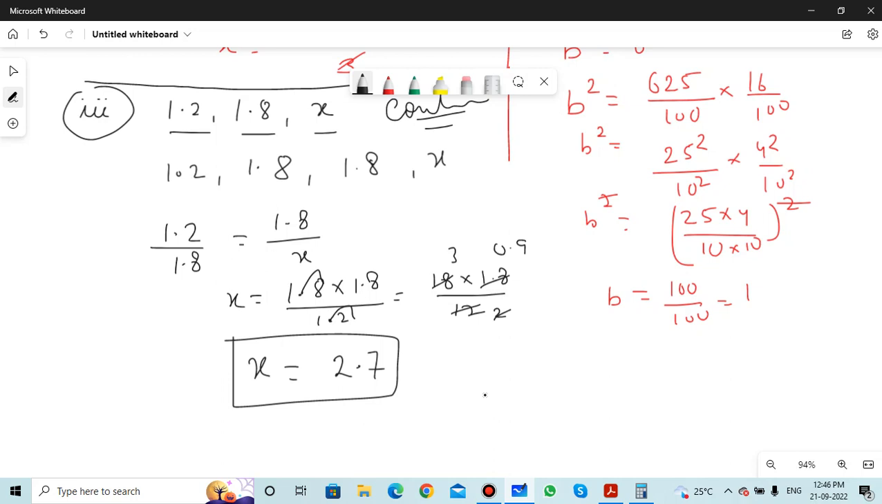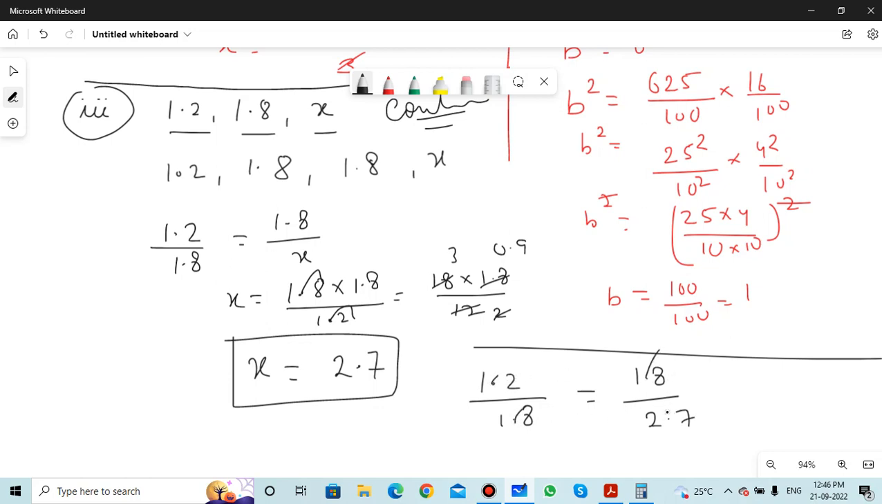Just to check it, let's check here. 1.2 upon 1.8, is it equal to 1.8 upon 2.7? Let's check it. The decimal can go, because we can remove one digit from the denominator and numerator. 9 2s are 18 and 9 3s are 27. So we get 2 is to 3, and here also we get 2 is to 3. It means it is correct. Fine.